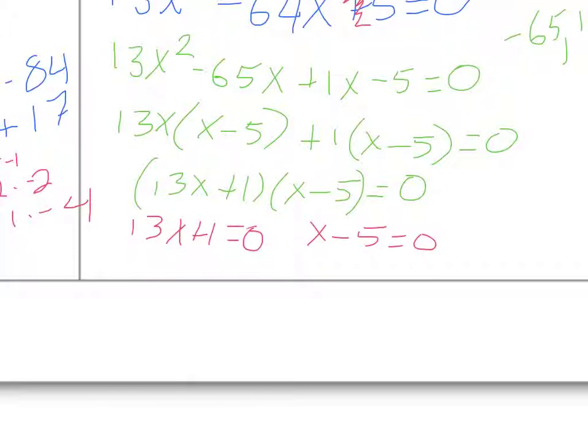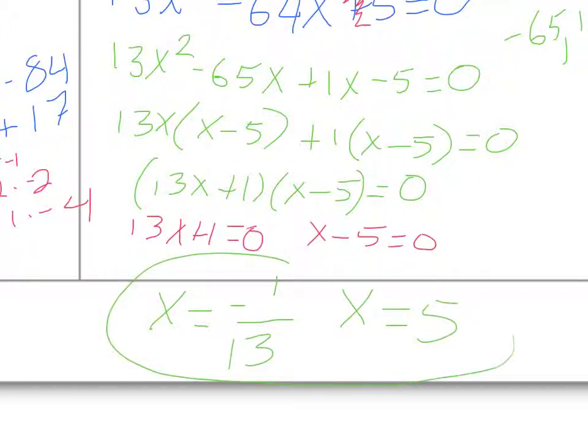I can bring the 1 over. I can divide by 13. I get x equals negative 1 divided by 13, and x equals 5. Those are my two solutions. Same process for all of these, where we factor, and then we set them equal to 0 and solve.